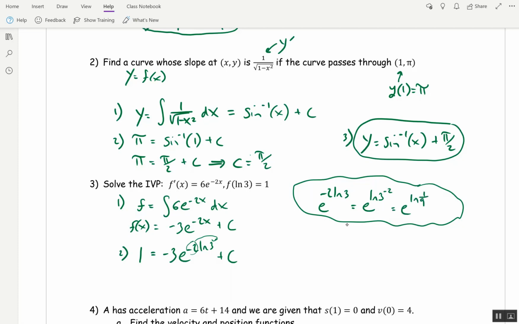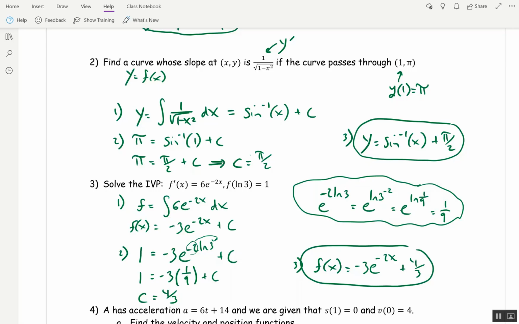So now these guys cancel. E to the ln of 1/9 is 1/9. All right, so over here I get 1 equals negative 3 times a ninth plus c. So c is 4/3. Okay, and step 3, f of x, our original function, is negative 3 e to the negative 2x plus 4/3. Okay, we're almost done.